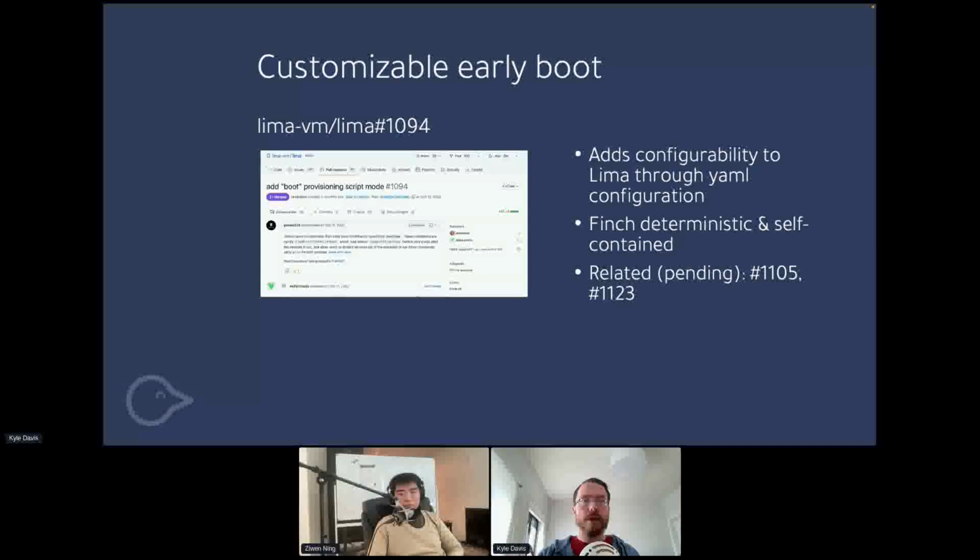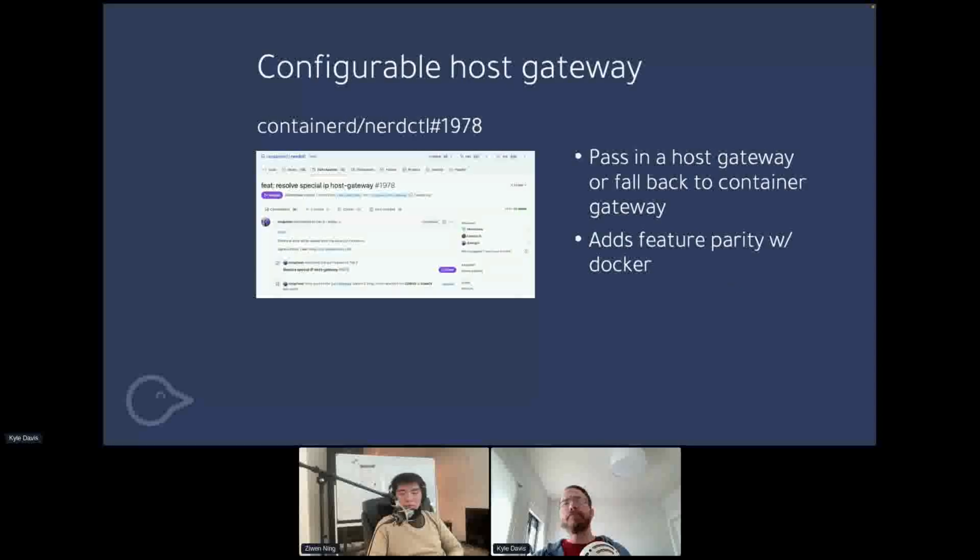Moving on to some nerdctl contributions. In nerdctl 1978, we needed the ability to pass in a configurable host gateway and then fall back onto the container's gateway if that wasn't specified. This was an important feature because nerdctl is used in a lot of places where somebody might be used to using Docker, and this adds feature parity, going to some of those existing muscle memories and expectations that people have. So now nerdctl has this, and by translation, Finch has it as well.